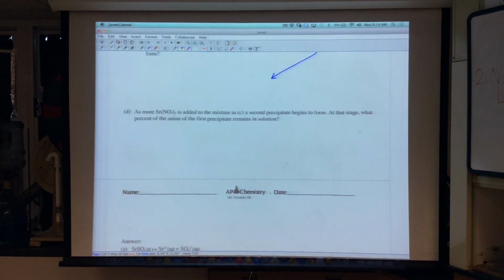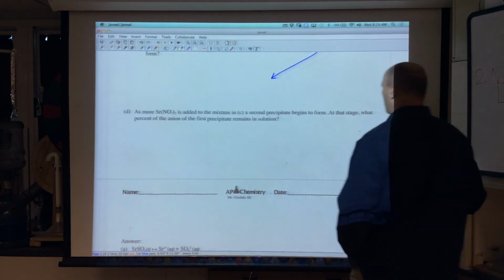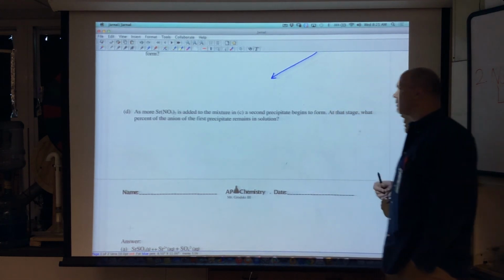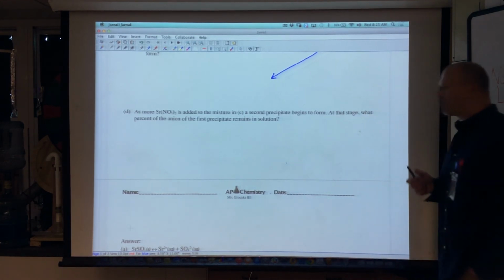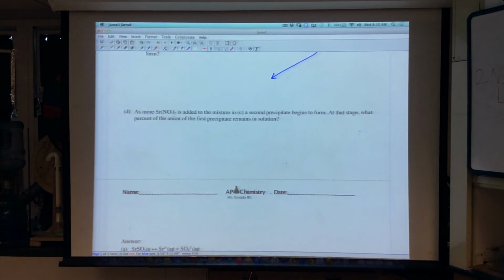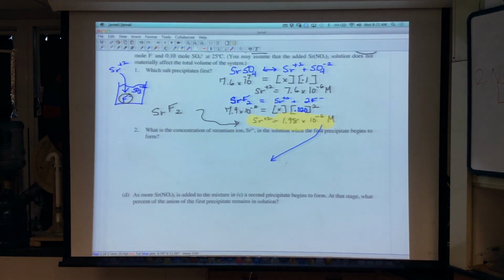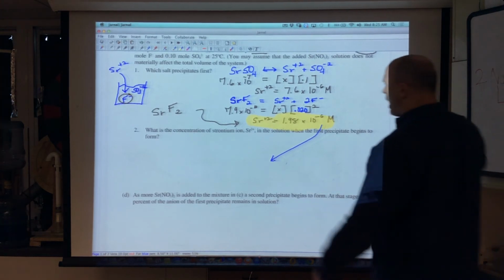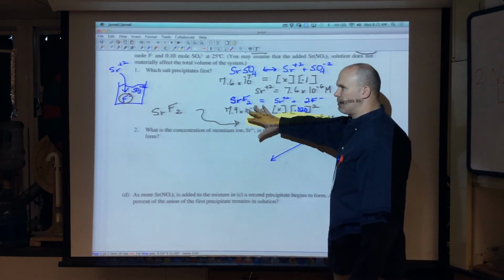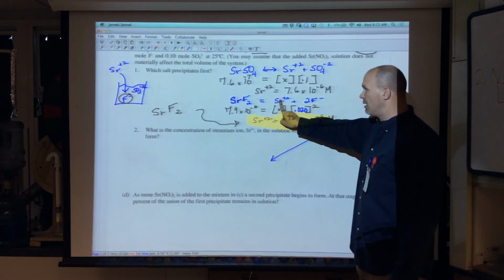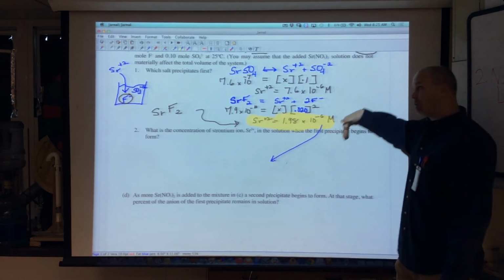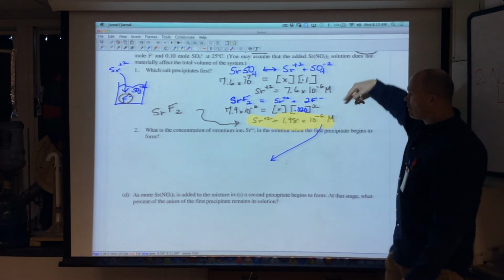And then letter D. As more strontium nitrate is added to the mixture, a second precipitate forms. Obviously, that's the strontium sulfate. At what stage, what percent of the anion in the first precipitate remains in solution? Well, the anion always means negative. So the question sounds strange, but it's not that difficult. As I keep adding strontium nitrate, this is precipitated. Why is it precipitating? Because you're making this X too big, and eventually your Q is greater than your K, and therefore you're going to make precipitate.